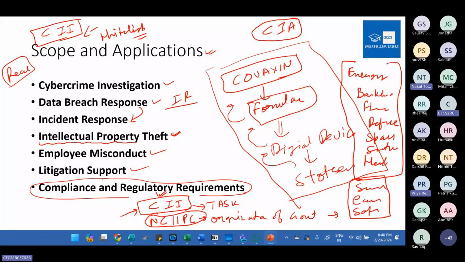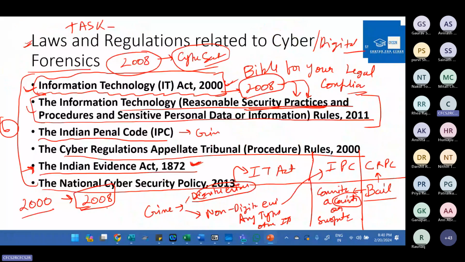To understand critical information infrastructure, CII and CIPC. Yes, to study the CII and CIPC. The second task is you do not have to read the entire documents, but you should have a basic idea, a basic gist of what these documents are talking about. Is it fine?